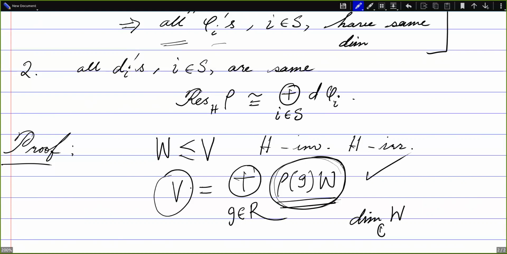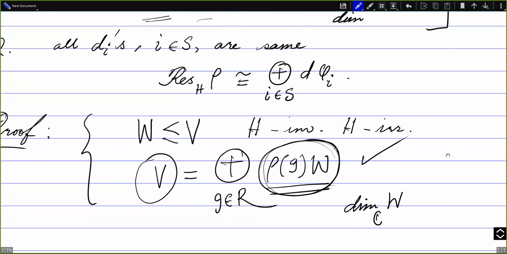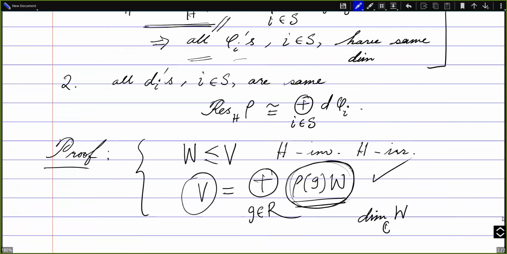So whatever decomposition of V you choose into H irreducible subspaces, only those phi i's will occur, and already we have proved that those phi i's have the same dimension. Hence, in the decomposition of V that you have chosen, all the irreducible subspaces occurring there have the same dimension. Okay, so the proof of the first part is clear. We shall now go for the proof of the second part.